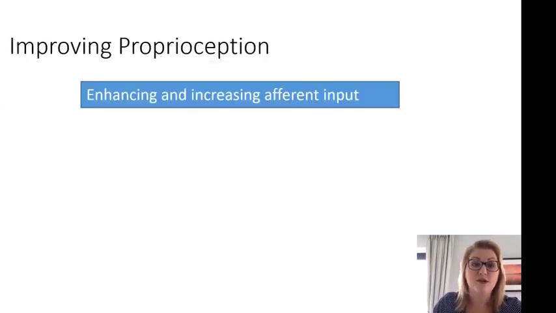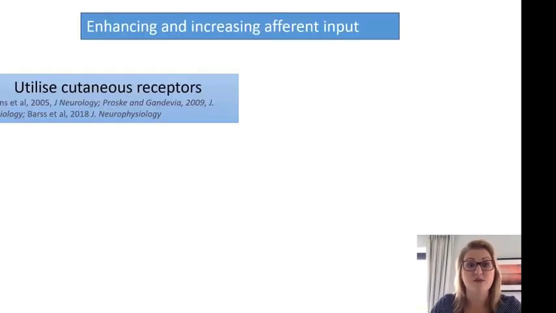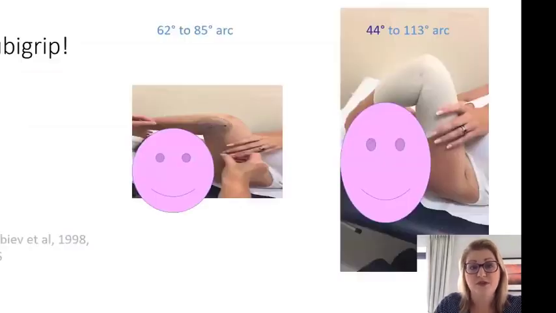So we can do this by increasing and enhancing afferent inputs. We can utilise cutaneous receptors. A lovely study looked at the effect of tubigrip versus intra-articular lidocaine on joint position sense. Tubigrip had a far greater positive effect than the lidocaine did negative. So just by putting that tubigrip on can give us some input.